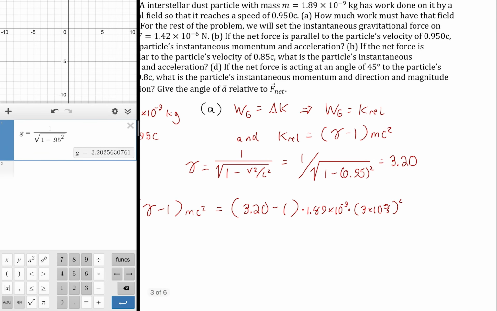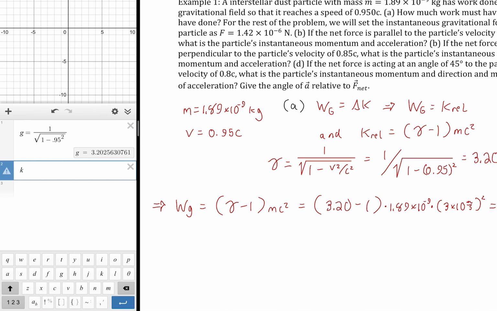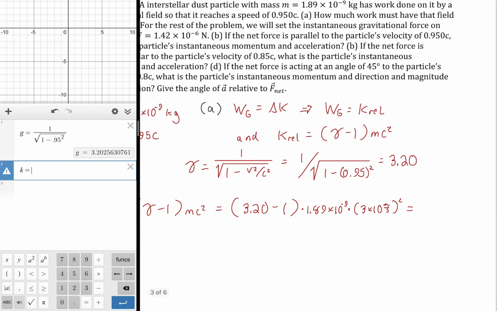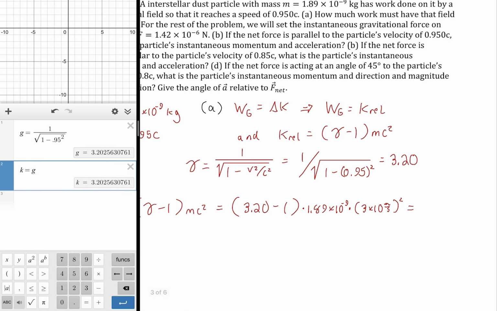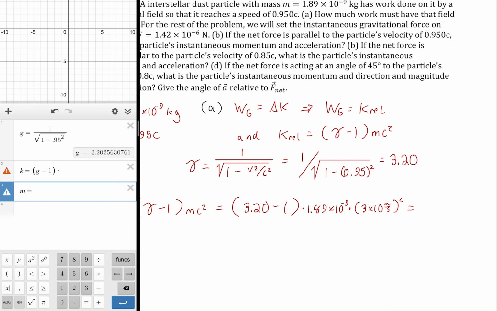So let's go ahead and see what we get. This is going to be in joules. This will be our K value, which is also our work, but I'm just going to call it our K value because it's our relativistic kinetic energy. It's just going to be gamma minus 1, in parentheses, times M, the value specific to this particle. So M is just going to equal 1.89 times 10 to the negative 9.